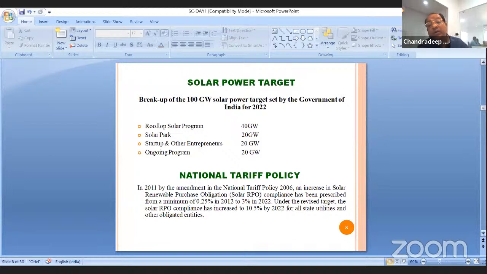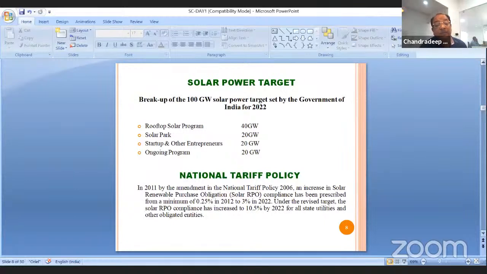Now our target, I talked about the 100 gigawatt target. So how is it divided? The rooftop solar program is about 40 gigawatt. Solar park, what is a solar park? A solar park is a place located in any state of India, identified by SECI, the Solar Energy Corporation of India, to install megawatt level solar power, say from 1 megawatt to any megawatt. At present, the largest solar power plant in India is located in Madhya Pradesh. It is more than 700 megawatt, a single power plant. The second largest is in Tamil Nadu, of 670 megawatt. In Maharashtra also, many solar parks are there, as well as in Gujarat.